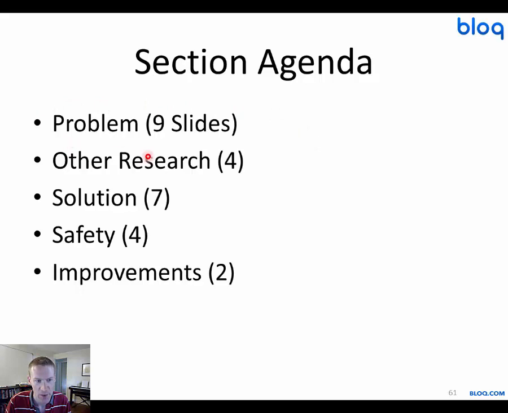So I'm going to explain the problem in 9 slides. I'm going to talk about some related research in 4 slides. I'm going to talk about solutions for 7 slides. I'm going to talk about how safe these solutions are. And finally, I'm going to talk about further improvements in this area and how close we are to being 100% safe.